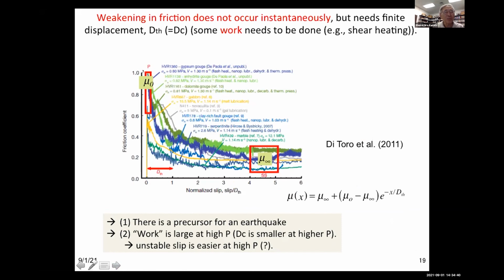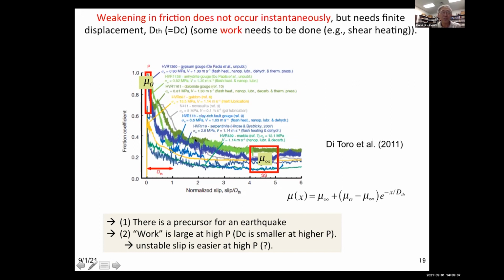Rather, friction coefficient changes gradually from an initial high value to a low value. The reason for this is that to reduce the friction coefficient, you need to modify the structure of the fault plane, particularly melting. And as you can see, in order to make melting, you need to do some work. So work cannot be done instantaneously, so it takes some time.